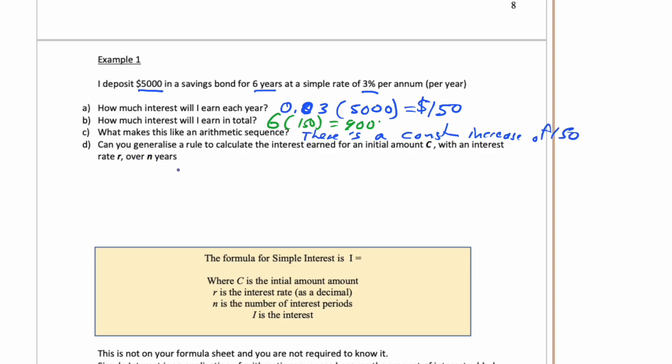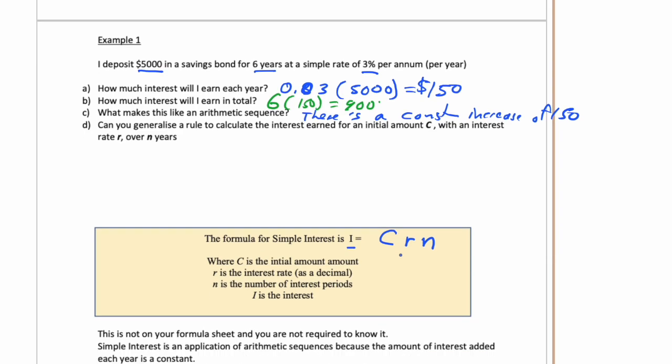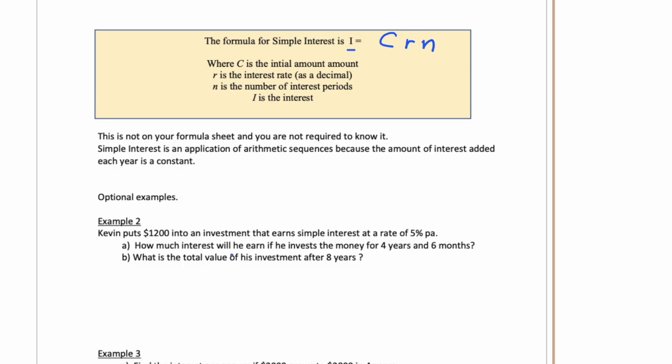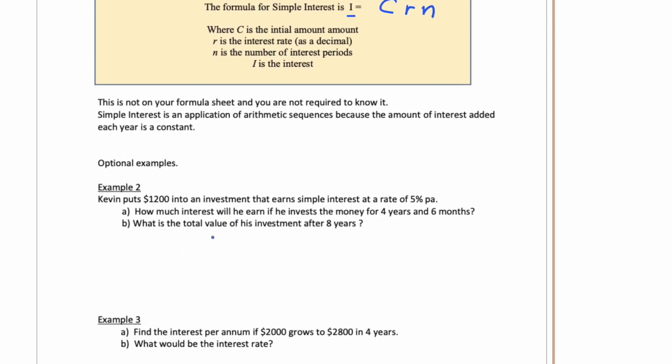Okay, we can generate a rule for calculating the amount, given the initial amount, the rate, and the number of years. So the amount of interest earned is I equals C times R times N, like we just did here. We did 5,000 times 0.03 times the number of years, 6. So that's a formula for calculating simple interest. Let's look at another couple of examples.